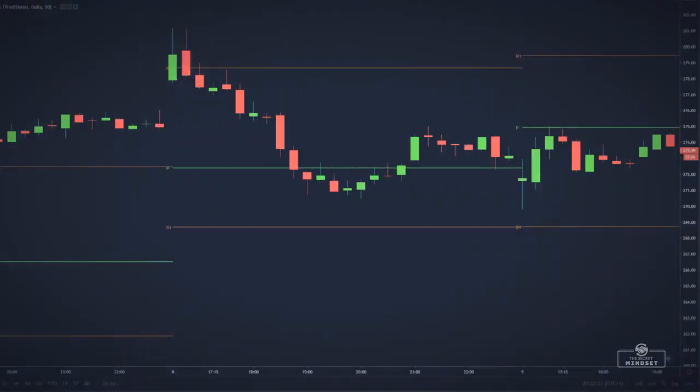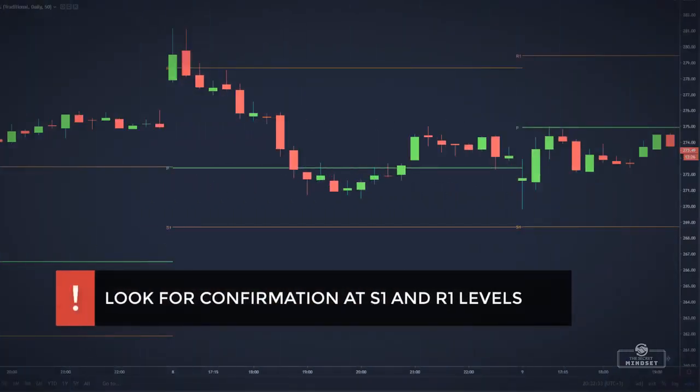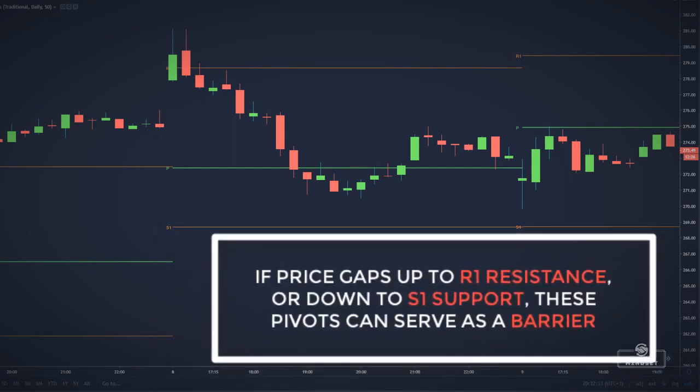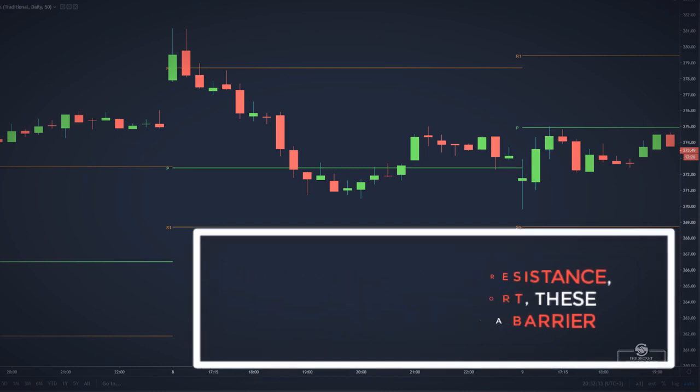Another important factor to consider when trading this setup is looking for additional pivot confirmation at S1 and R1 levels. If the price gaps up to R1 resistance or down to S1 support, these pivots can serve as a barrier which leads to a higher percentage of filled gaps.